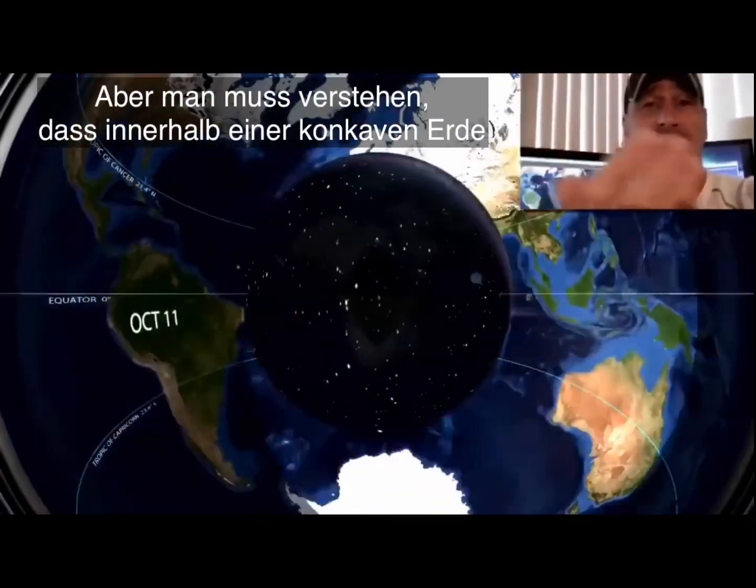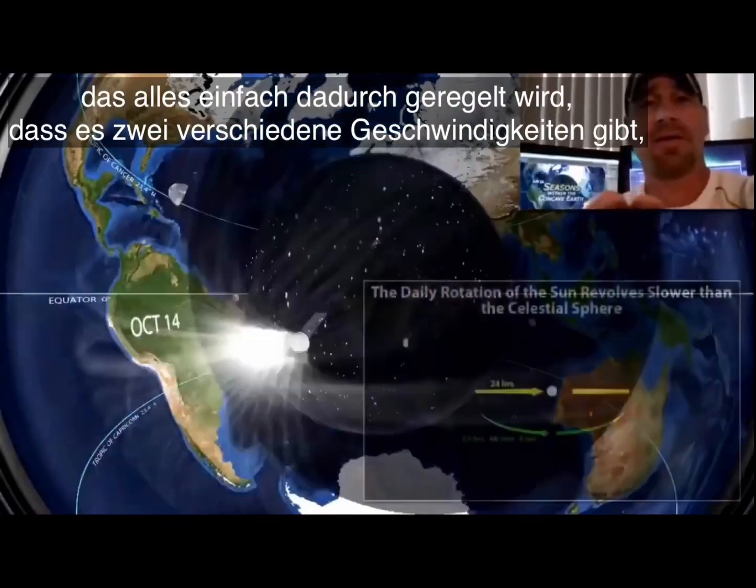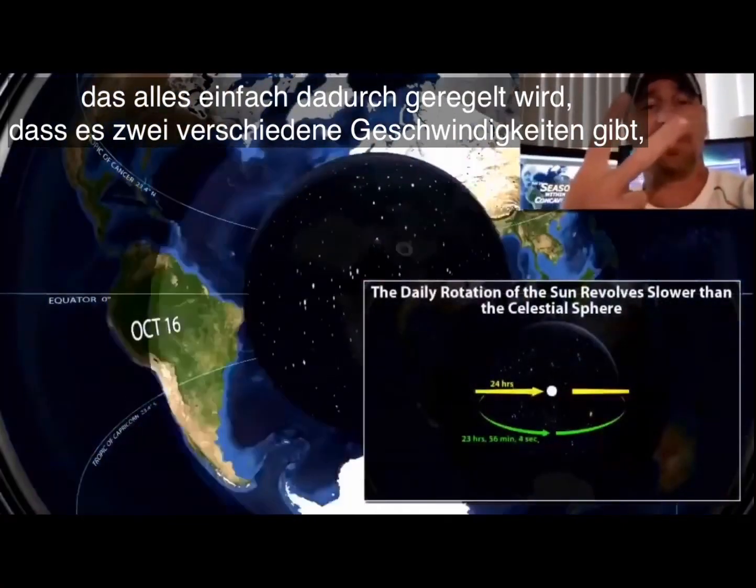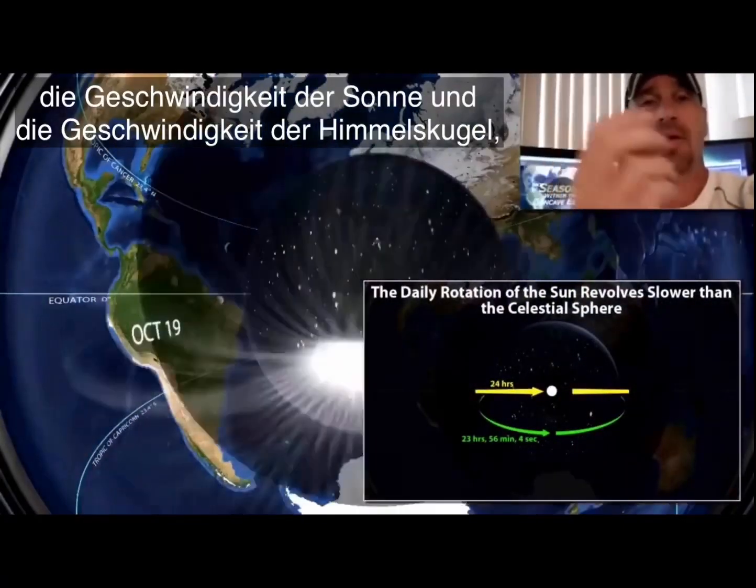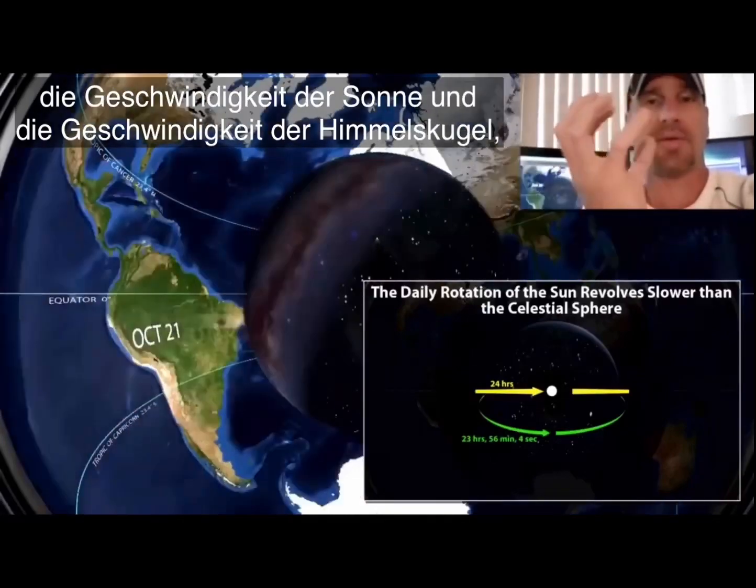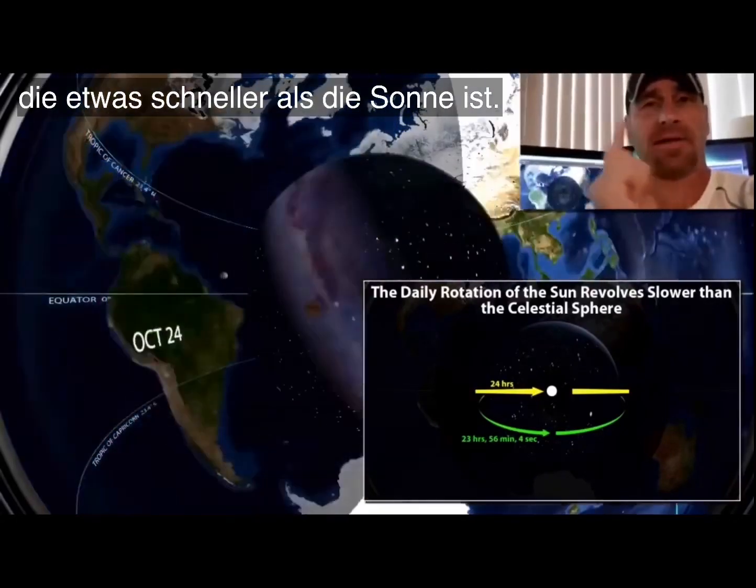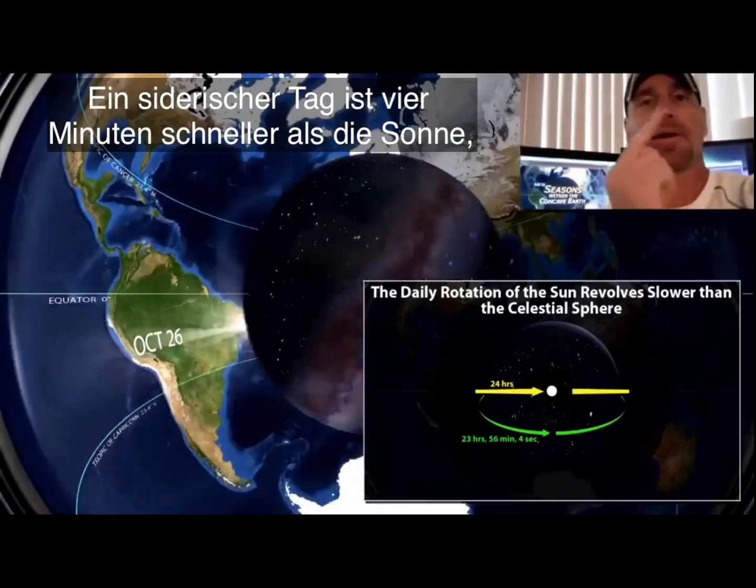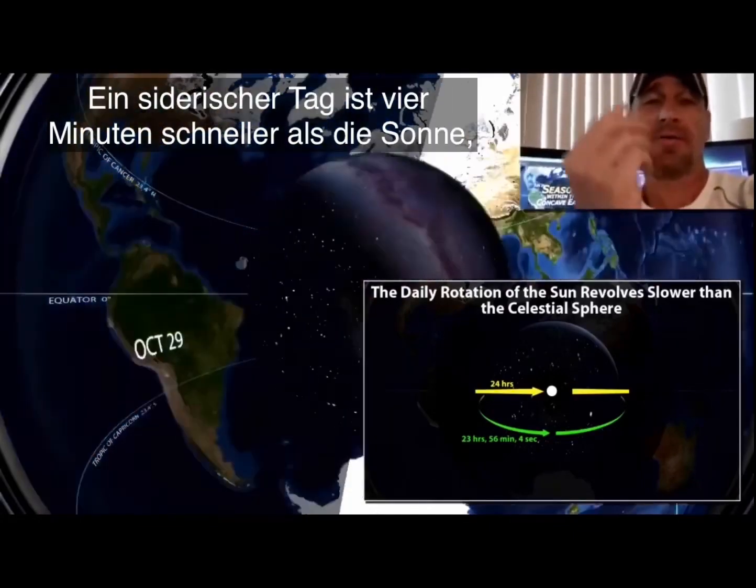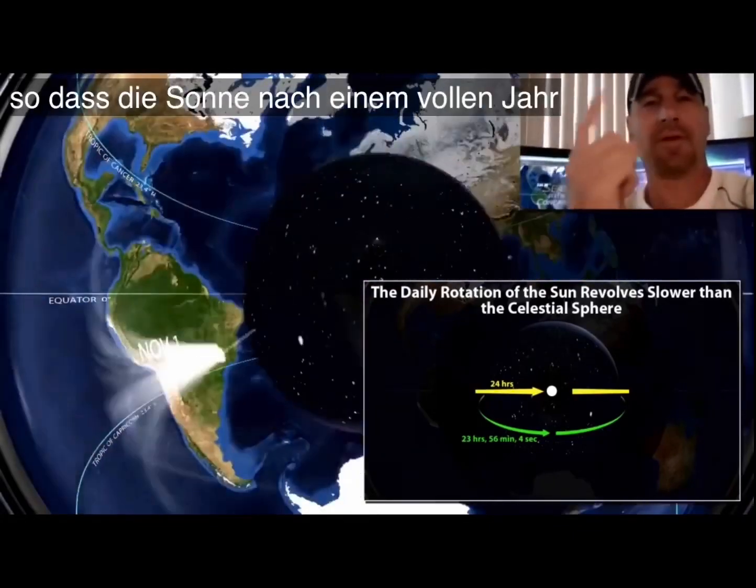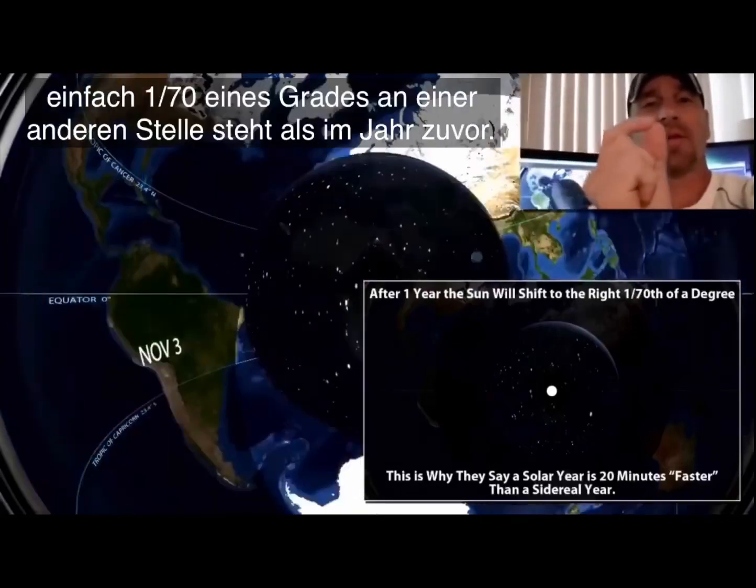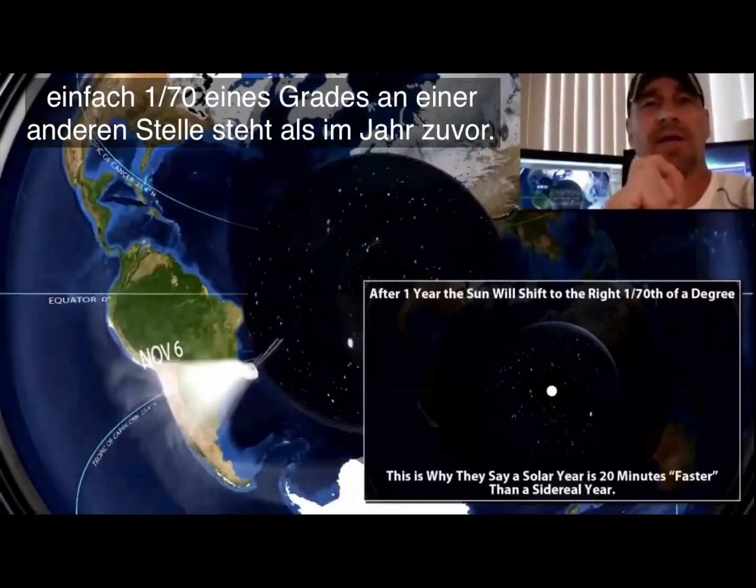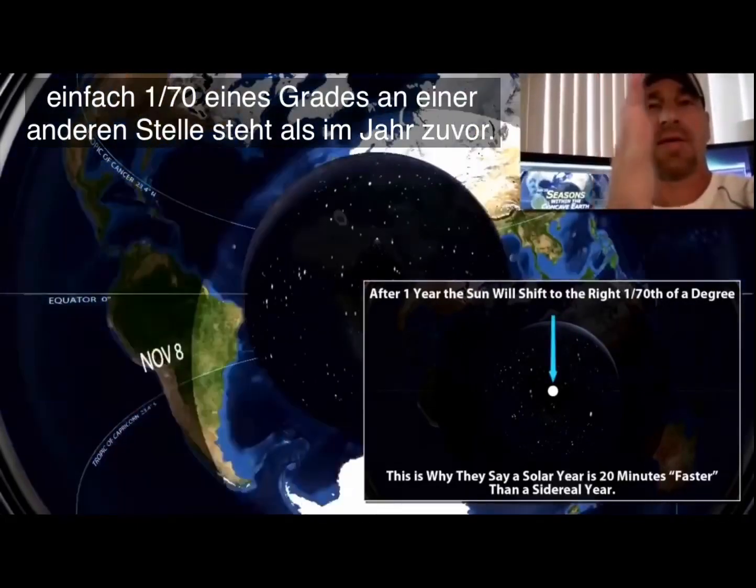But if you understand within the concave Earth, it's all taken care of simply by the fact that there's two different velocities. The velocity of the sun and the velocity of the celestial sphere, which is slightly faster than the sun. A sidereal day is 4 minutes faster than the sun. So after a full year's time, the sun is simply just going to be 1/70th of a degree in a different location than the year before.